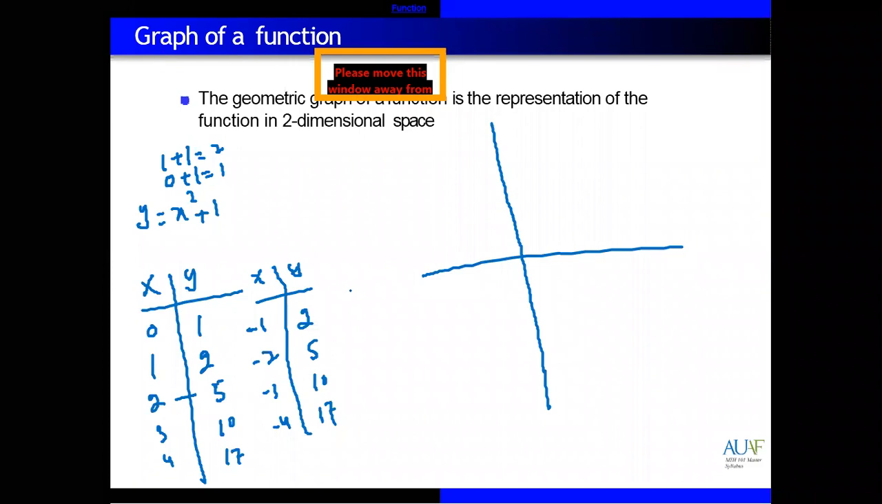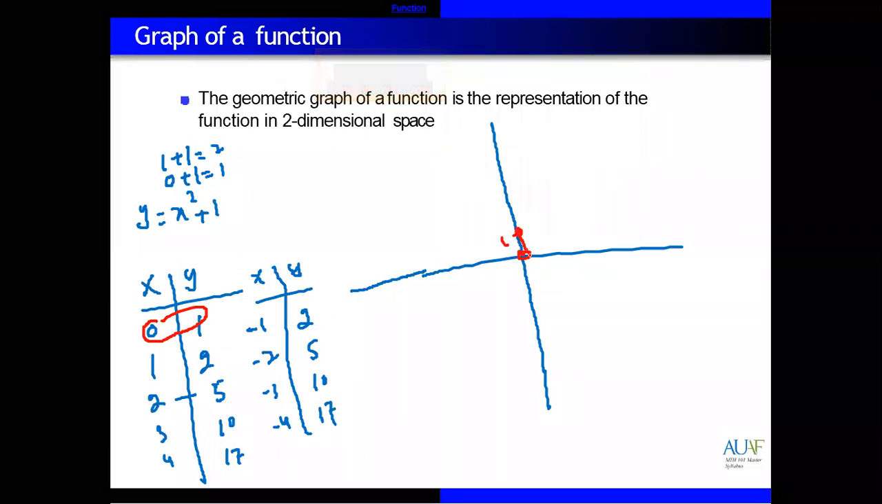Now let's start from 0. First pair we have 0 with 1. X is 0, y is 1. So x is 0 here. What is the value of y? Y is 1. So joining these 2 points, this is the 0, 1 point. Next one we have 1 with 2. X is 1, y is 2. X is equal to 1. What is the value of y? Y is 2. So joining these 2 points.